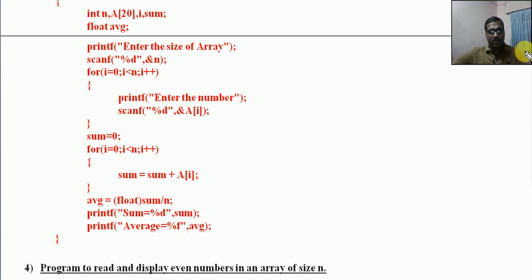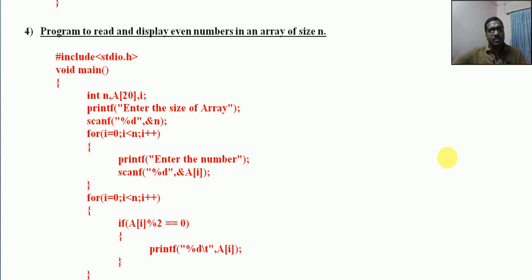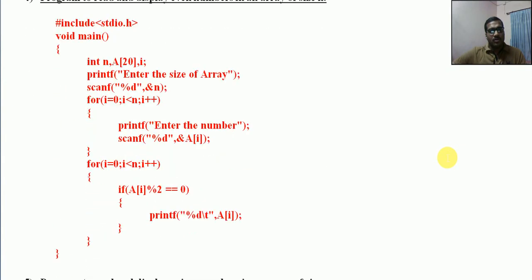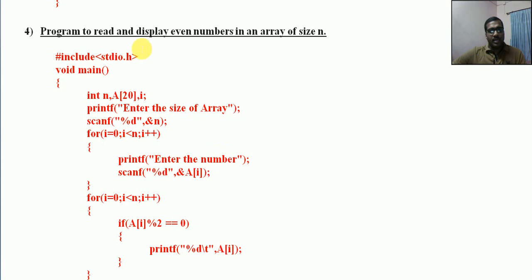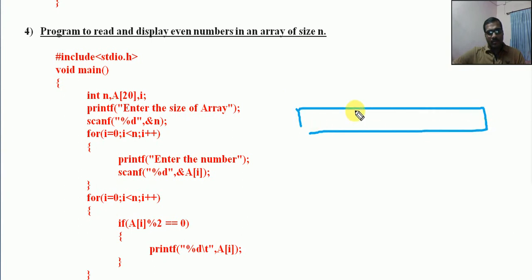A simple program related to arrays. That is, it is a program used for reading and displaying the even numbers present in an array. Just for checking, just for printing the even numbers present in an array. For example, here it is 5, 6 and 7. You know that only 6 is even.